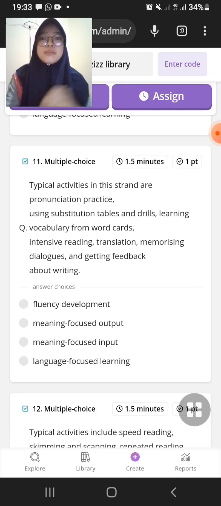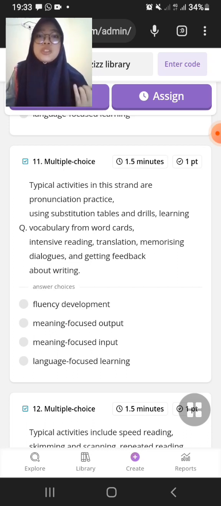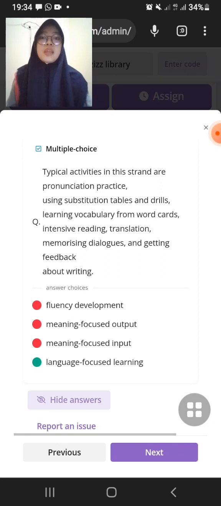Question number 11. Typical activities in this strand are pronunciation practice using substitution tables and drills, learning vocabulary from word cards, intensive reading, translation, memorizing dialogues, and getting feedback about writing. The answer is language-focused learning, where you explicitly learn language features, grammar, vocabulary, spelling, pronunciation, and discourse.